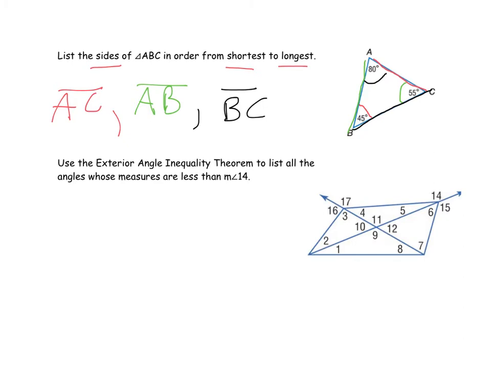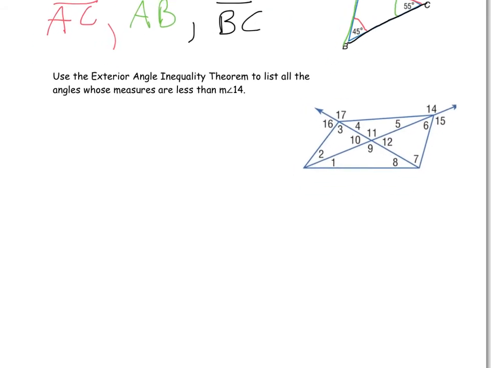Okay, and the last part of our notes for this lesson, we're looking at angle 14. Remember, angle 14 is an exterior angle for this triangle. Sorry about that. Looks pretty sloppy.